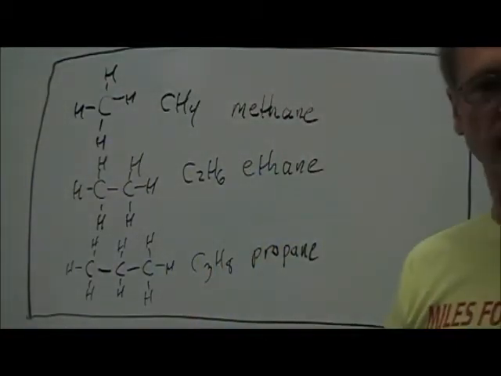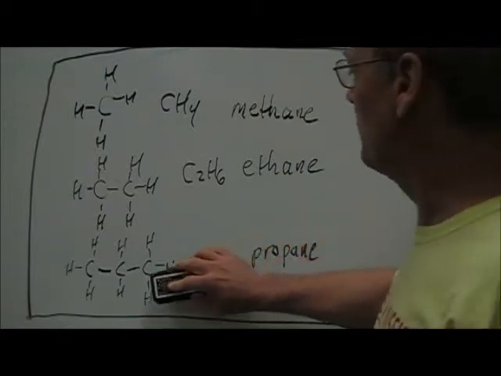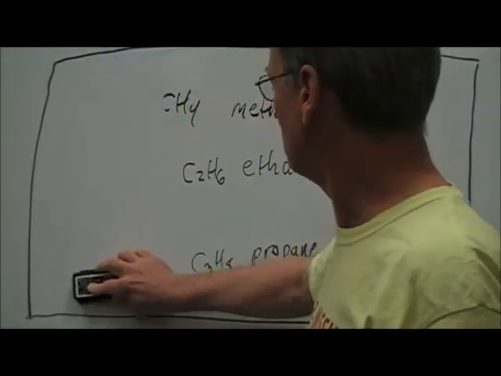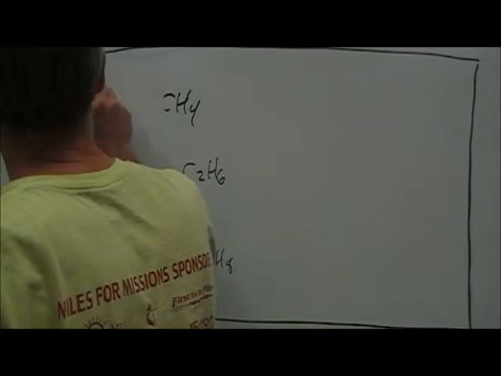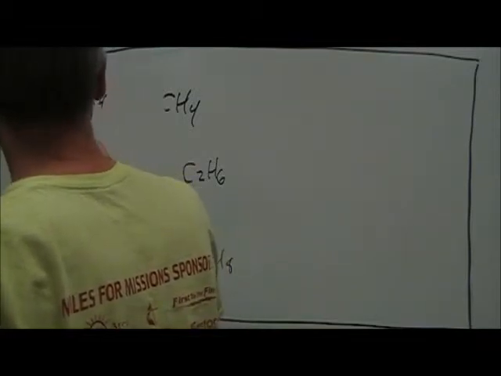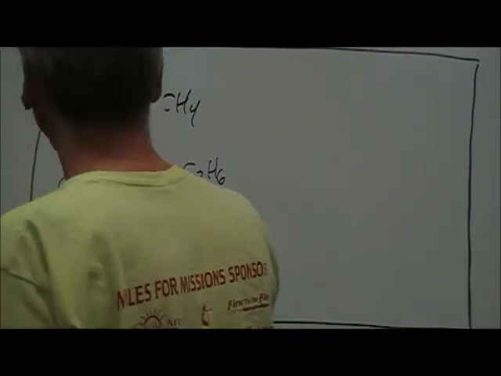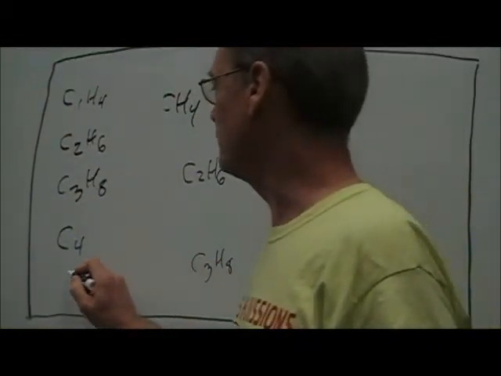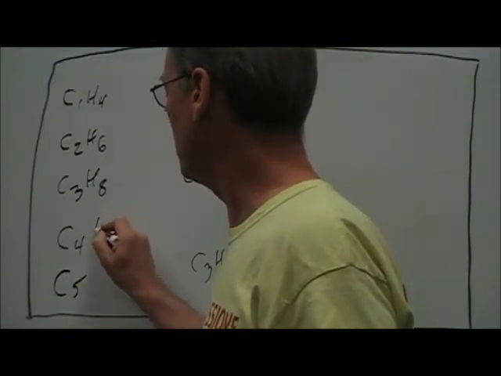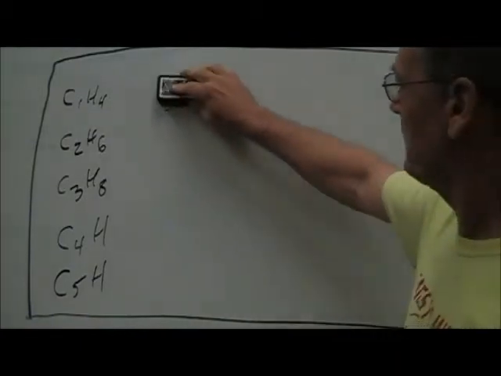Okay, now I'm going to have you do some thinking about this, and then when we come to class next time, we will talk about it. I would like you to notice that the formulas so far are C1H4, C2H6, C3H8. Predict what will be the formula for a C4 alkane, and furthermore for a C5 alkane. How many hydrogens would that have, and how many hydrogens would that have?